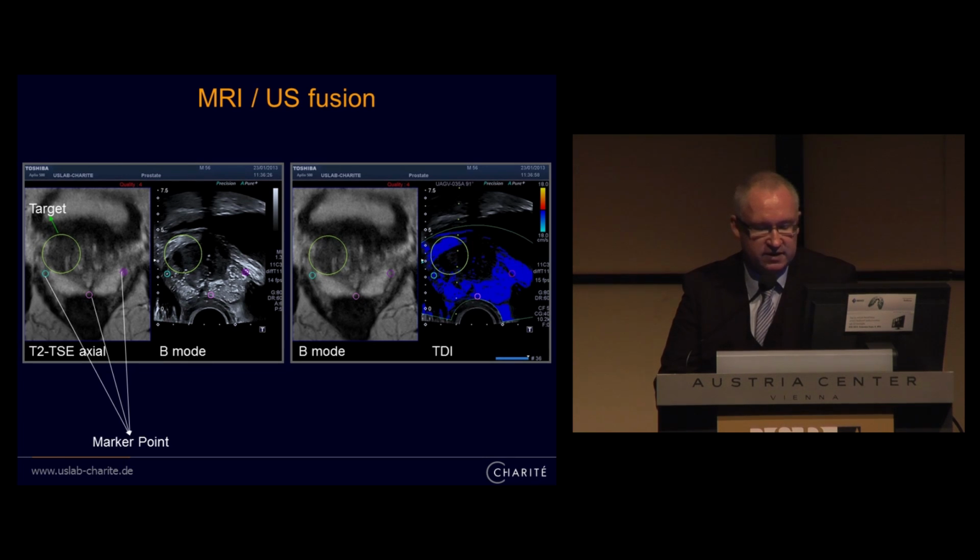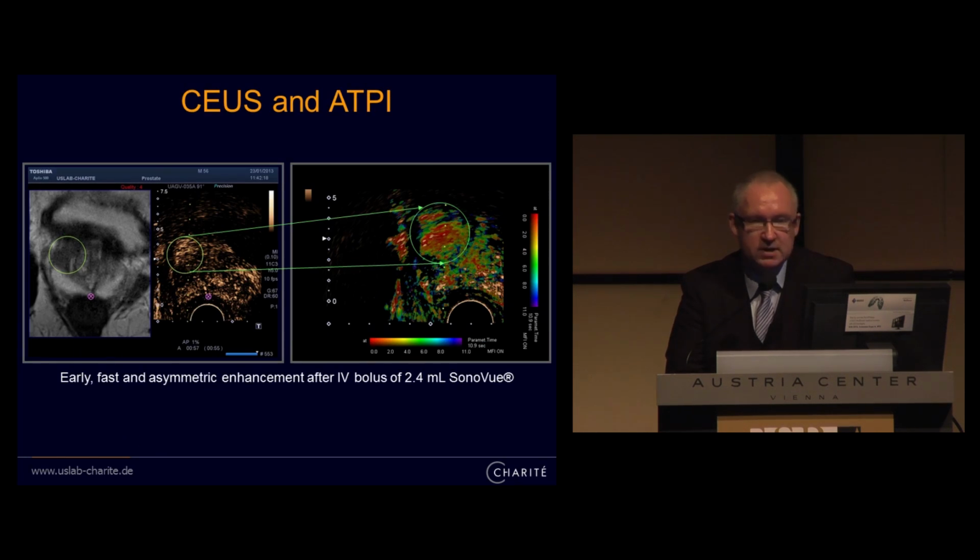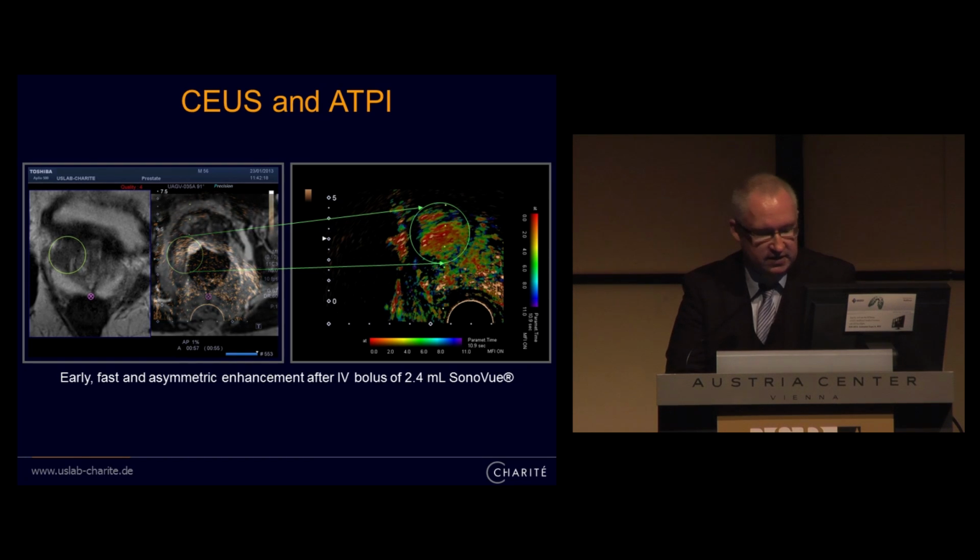We used in an additional way also the so-called tissue Doppler imaging to see the vibration artifacts directly in the tumor. This is the perfusion of the prostate cancer. We see an early and fast enhancement in the cancer. And of course, this is quite good comparable with the dynamic MRI scan.